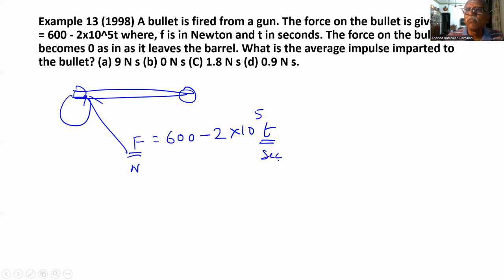The force on the bullet becomes 0 as it leaves the barrel. This part is called the barrel. Only the initial push is given. The force F while leaving the barrel is 0. What is the average impulse imparted on the bullet? That is asked.